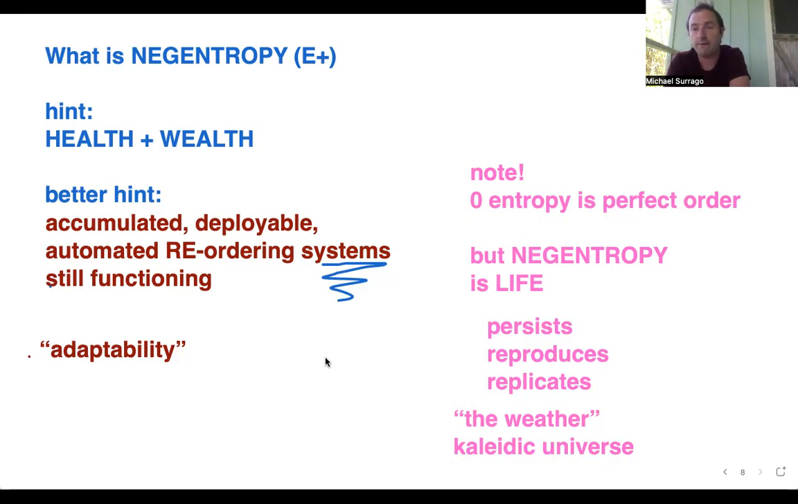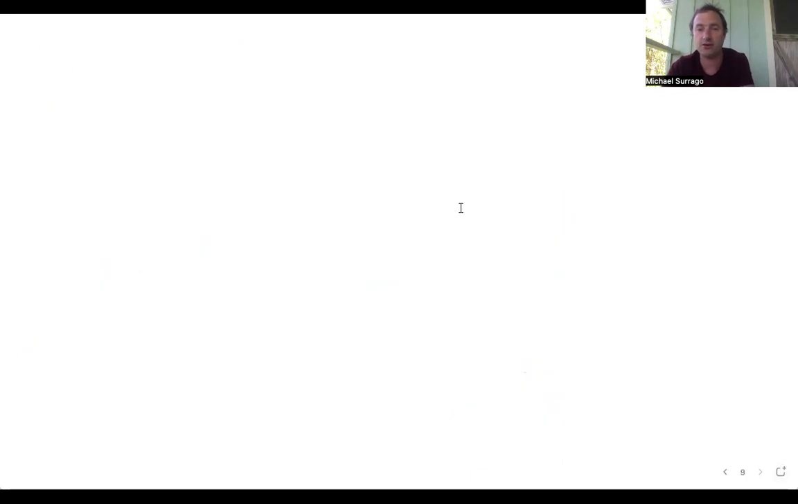Negentropy essentially could be thought of, maybe it is not equivalent to life, but life certainly has the property of being able to store its own forms of negentropy. And I want to get into what those forms are, but it basically comes down to the ability to reorder, and it's also the ability to reproduce.